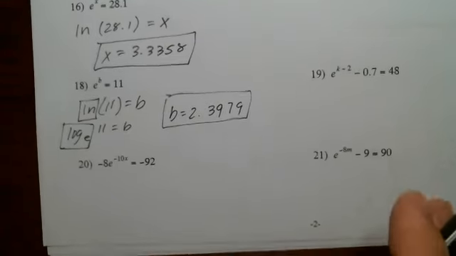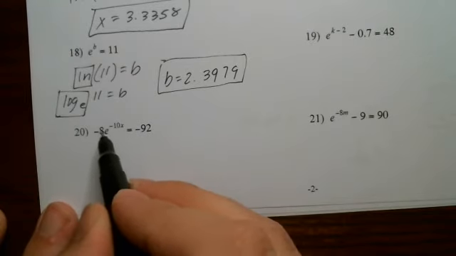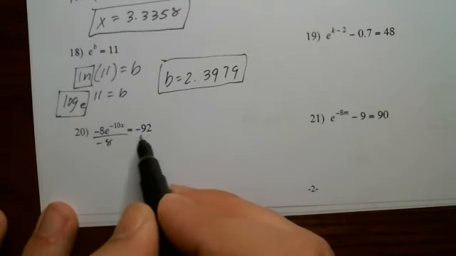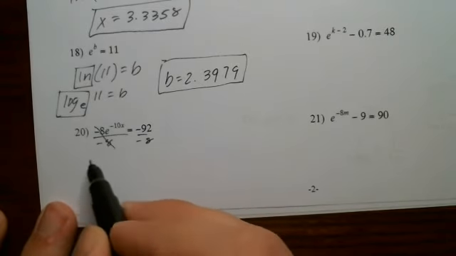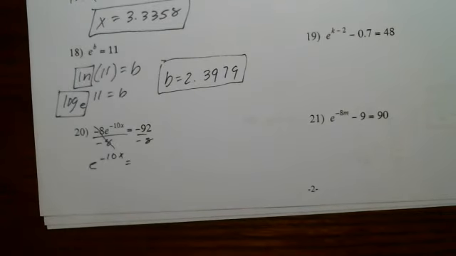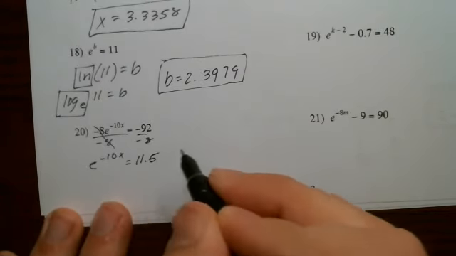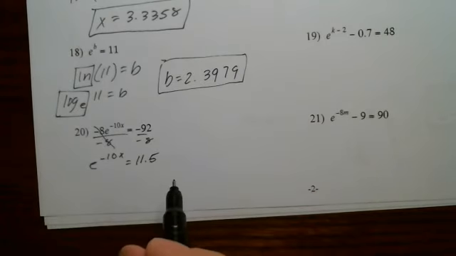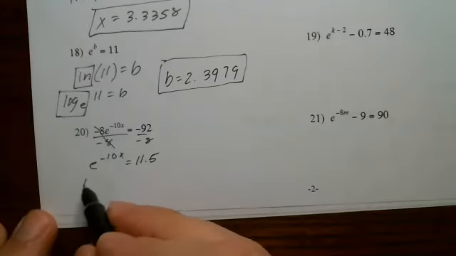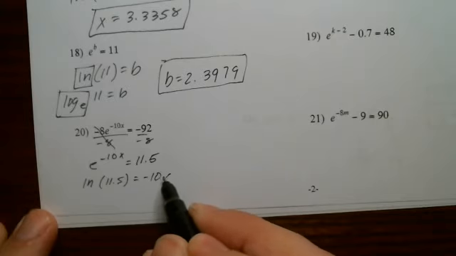All right, look at number 20. First thing we need to do, because we can't just take the log of this, is to get that -8 off of that. Cancels. e to the negative 10x is equal to, what is 92 divided by 8? 11.5. And we're just going to say ln of 11.5 is equal to -10x.